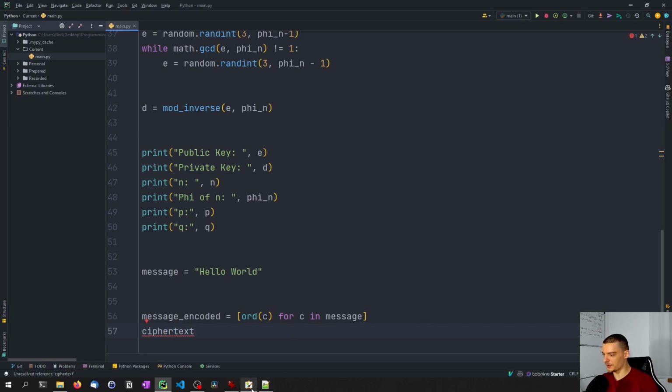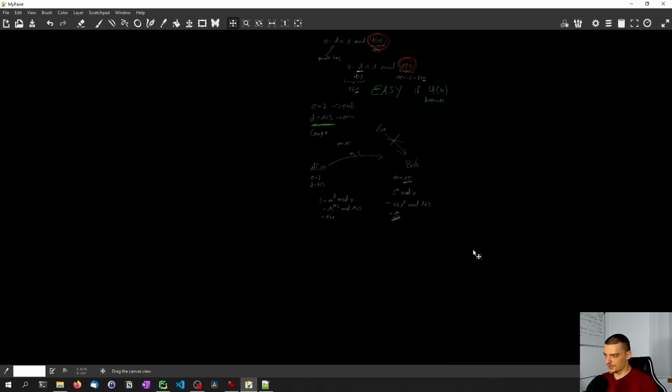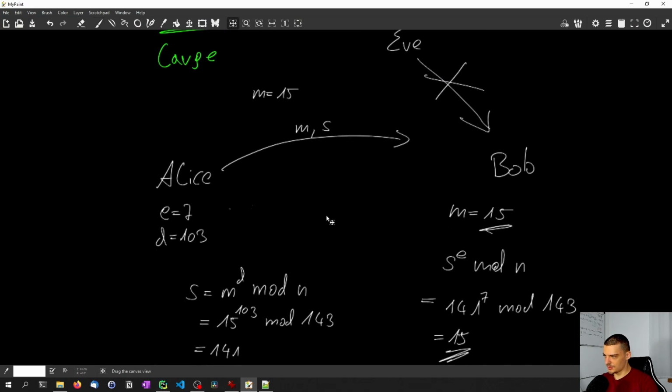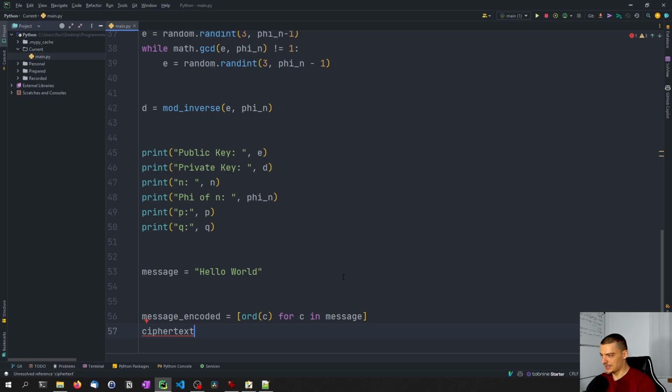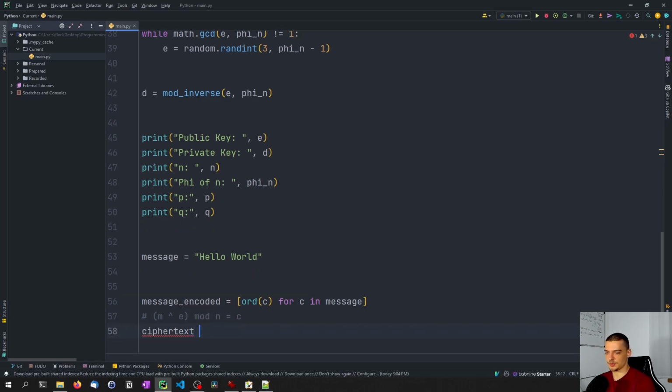Remember, what do we do for encryption? Where did I do this? I actually deleted it. But for encryption, remember, we said we do message to the power of public key modulo n. So let me just put this here as a comment. M to the power of public key modulo n is the ciphertext. So the ciphertext, we're going to do it here on a per character basis.